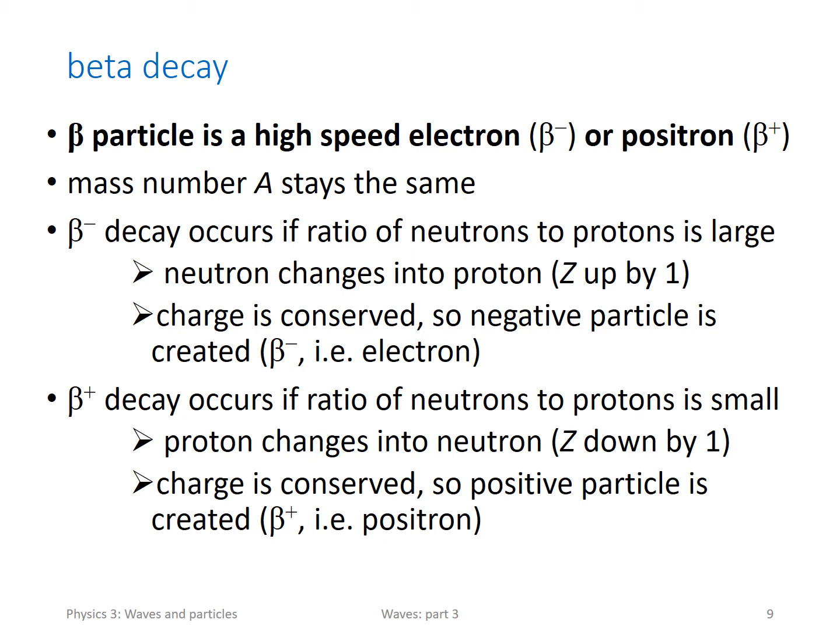In beta plus decay, well, this tends to occur if the ratio of neutrons to protons is smaller, so we have relatively fewer neutrons compared to the protons. And beta plus decay is a proton changing into a neutron, so the atomic number goes down by 1. And again, in order to conserve charge, because we've lost a proton, we have to create a positively charged particle, and that's the positron or the beta plus particle.